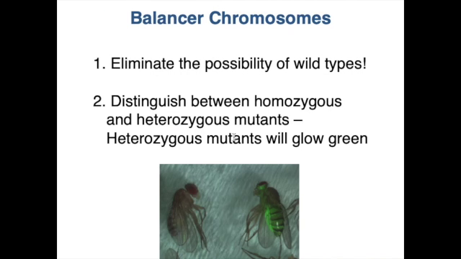The purpose of using the balancer chromosomes is to eliminate the possibility of wild types. If you're not clear on why this is, let us know and we can give you some Punnett squares to do. So hopefully you can see that over time, if we do nothing, then the wild types will take over because they're more fertile. This balancer chromosome also allows us to distinguish between the homozygous and heterozygous mutants. We're interested in the ones that do not glow because the ones that do not glow contain two copies of mutated grapes. And this is the fly that's going to be most susceptible to radiation treatment.